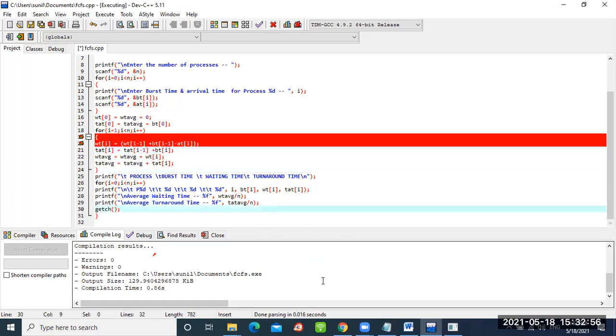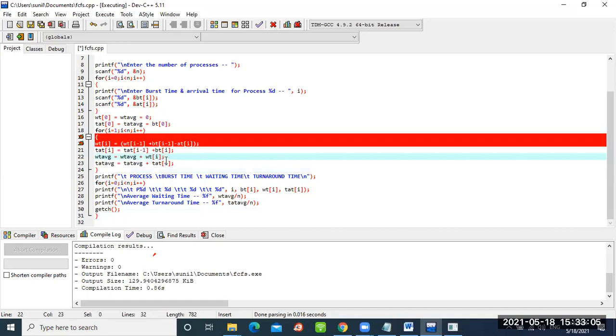Clear? Is it clear, the question? What you have to do? So you have to solve that one. You have to change the program in such a way that it should include, or consider, the arrival time also.